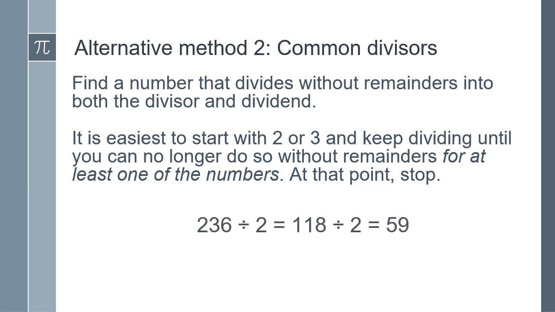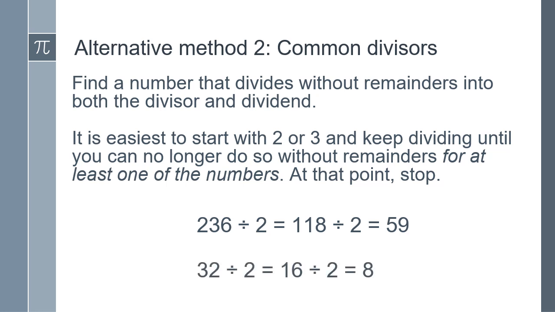So in this case, we can divide 236 by 2, and that gives us 118. We can divide that by 2 again, and it gives us 59. We can't divide that by 2. We can't divide it by 3. We can't divide it by any number because it's a prime number, so we have to stop there. So we divided it twice.